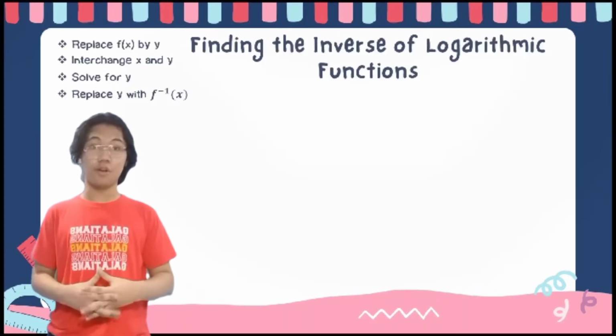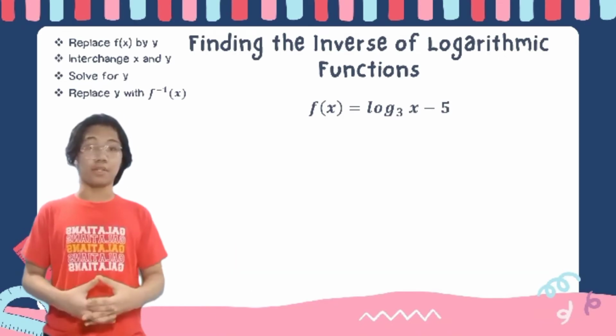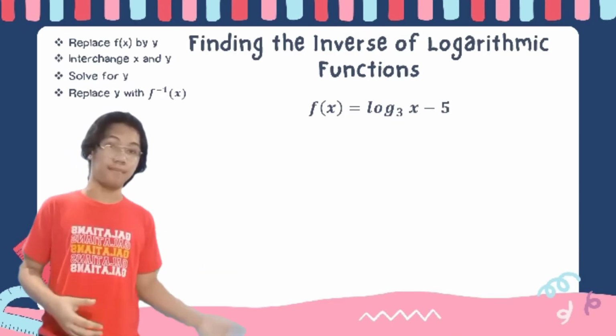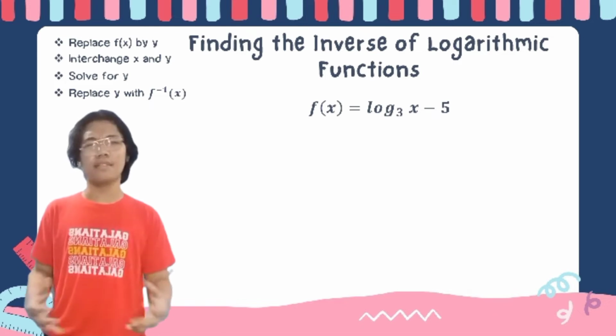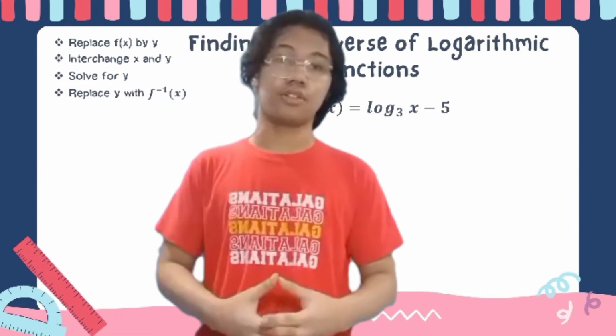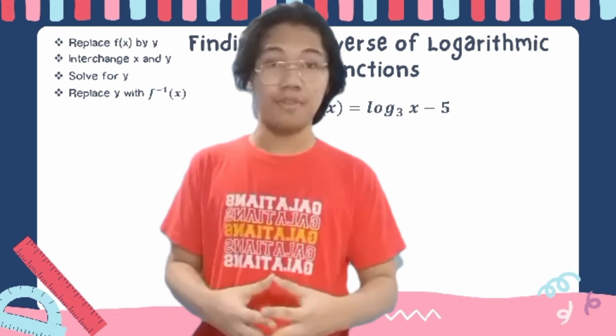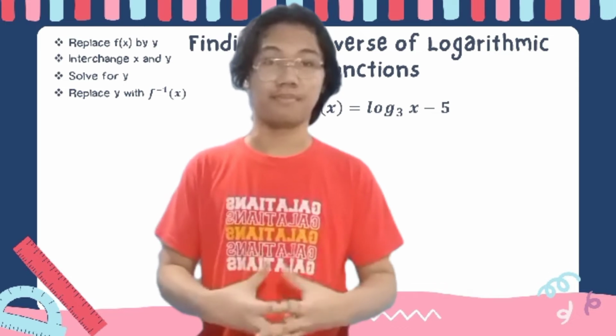So, let's put into use all that we've learned from Sir Dion. So we have f of x equals log base 3 of x minus 5. Before that, I want to tell you that we have put all the steps in the top left section, so you can avoid forgetting the steps, and maybe you can follow us while we're doing the problem.